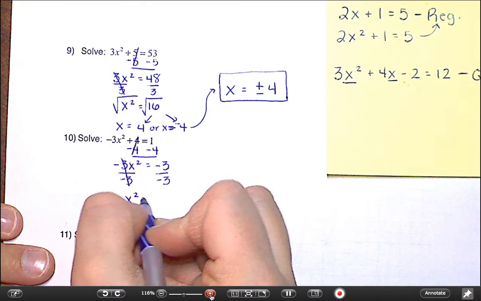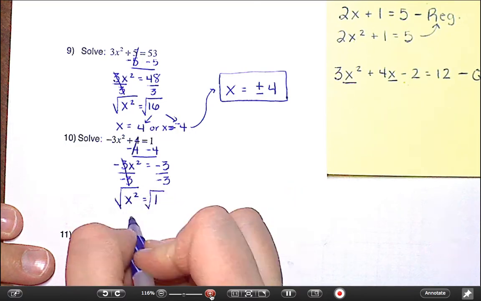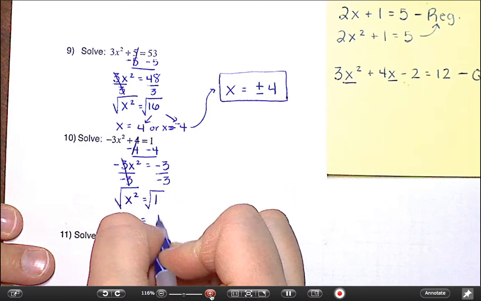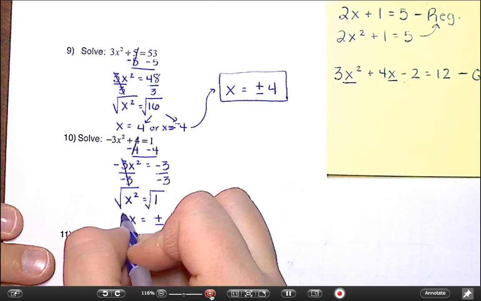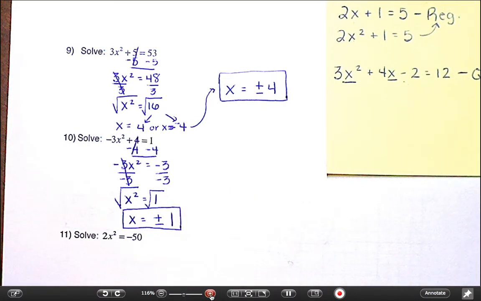x squared equals positive 1, and then take a square root on each side, and I end up with x equals plus or minus, don't forget about the plus or minus, 1, because the square root of 1 is just 1. So I did take a square root there, it's the same number.